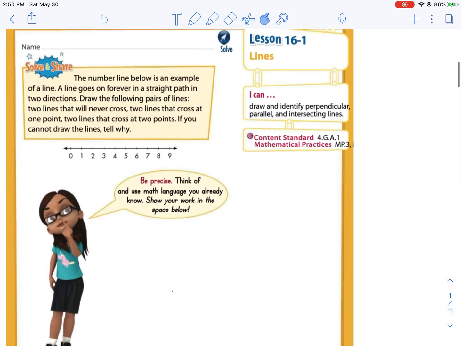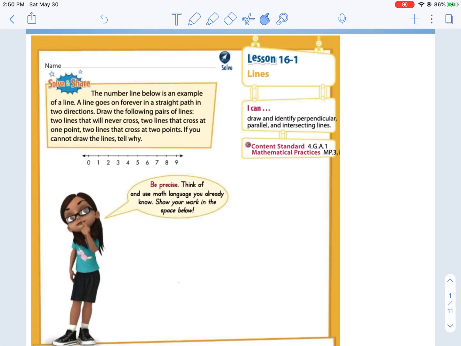All right, so let's move on. In today's lesson, it's asking us to do something. So pay attention, then I want you to try it and turn off your computer or pause it so that you can see if you did this correctly. It says, the number line below is an example of a line, and we talked about it last week. A line goes on forever in a straight path in two directions. Draw the following pairs of lines. Two lines that will never cross, two lines that cross at one point, two lines that cross at 2 points. If you cannot draw the lines, tell why.